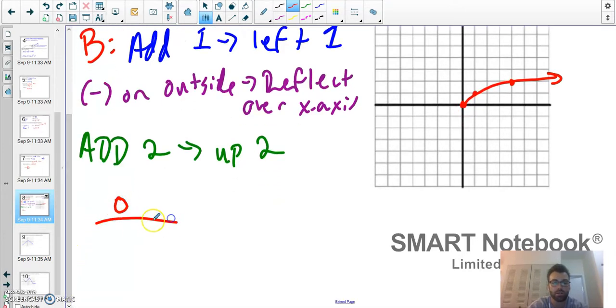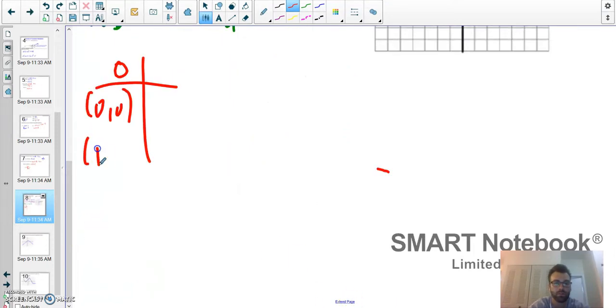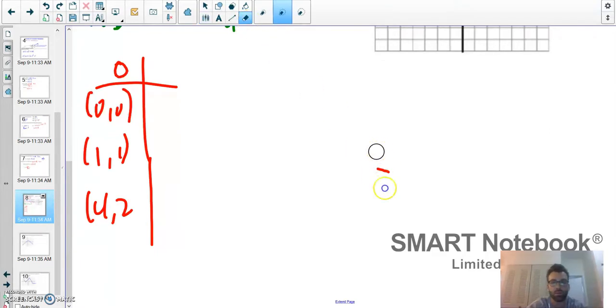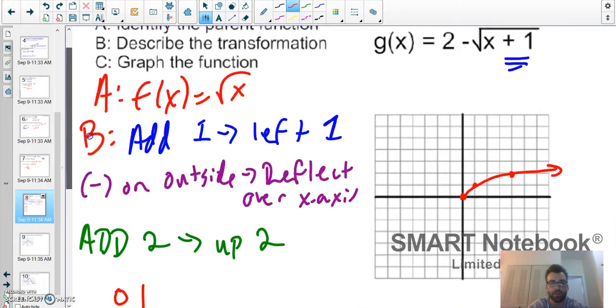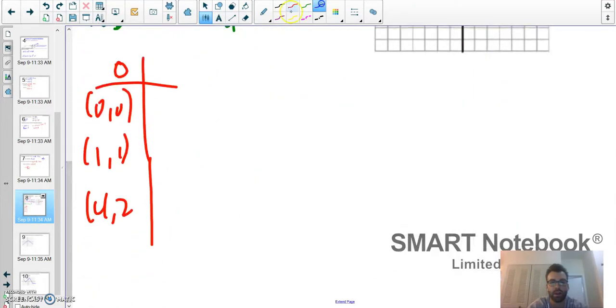O for original. Boom. 0, 0, 1, 1, and 4, 2. Alright. So now, what was our first transformation? Oh, I added 1. So that means I'm left 1.